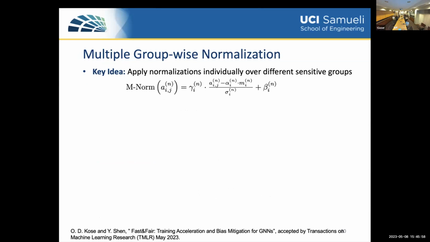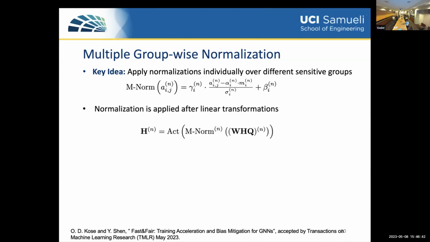Okay, so now the key idea is, this normalization needs to really shift or change the distribution of representation in each layer. And we say that the representation distribution matters. So now instead of applying one normalization layer, uniform normalization for the entire graph, can we apply group-wise normalization? That's what we did: we apply normalization individually over different sensitive groups. Here, N denotes the sensitive group label. And the normalization is applied after linear transform and before activation.